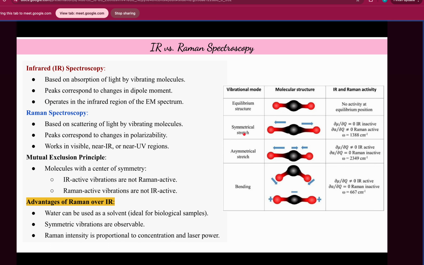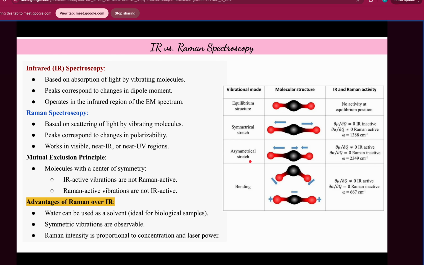If there is symmetric stretching, which means there is a change in bond length in both directions, this bond length is equally changed. So that means there is no change in the dipole moment. If there is no change in net dipole moment, then it is IR inactive, whereas it will be Raman active. So in this case, it is Raman active.